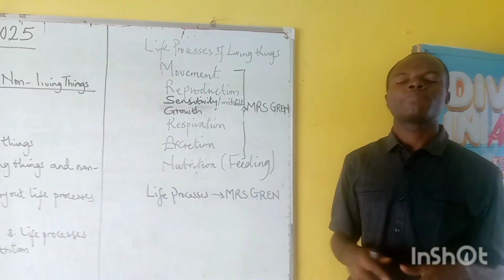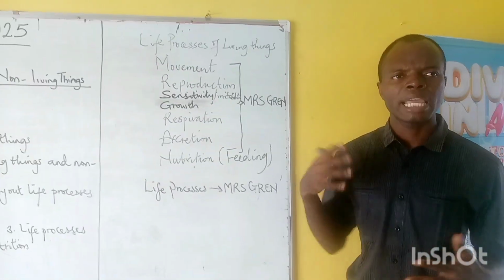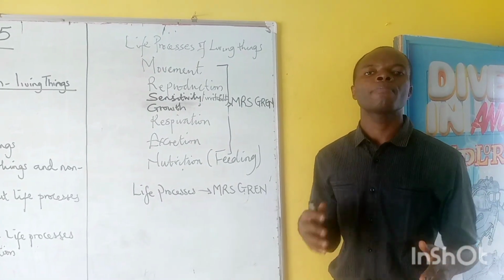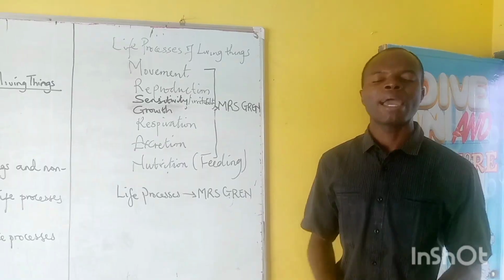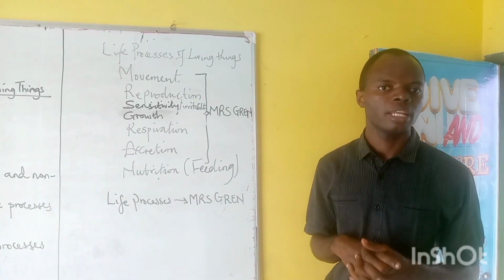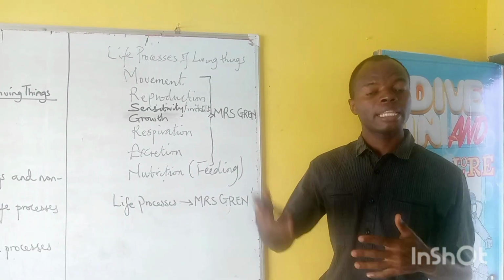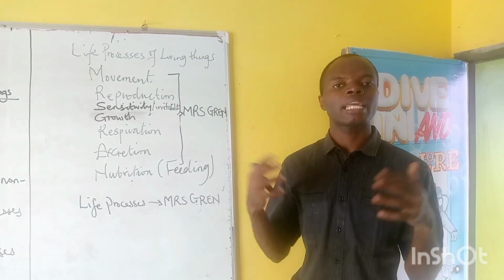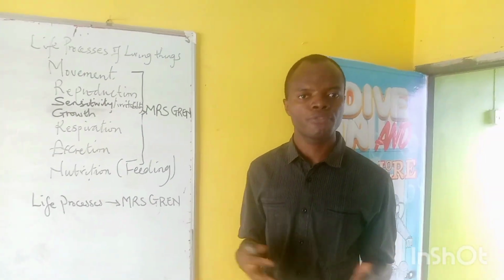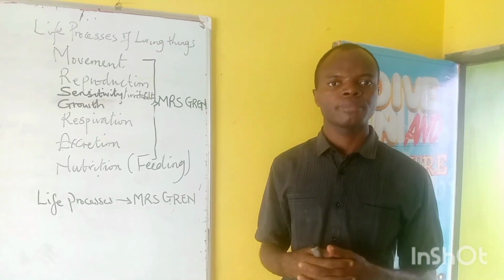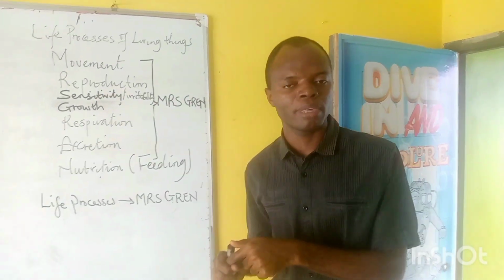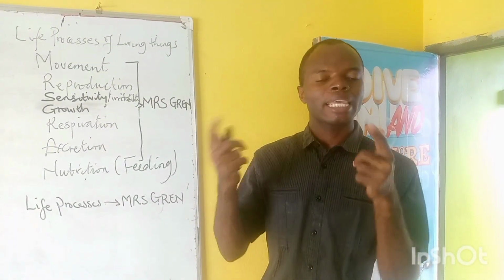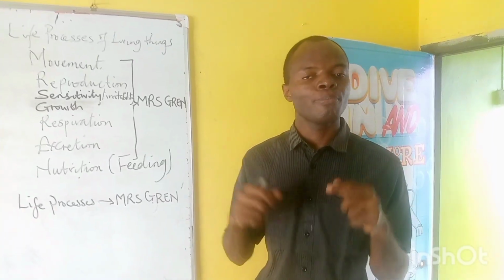Respiration. Respiration is the ability of living things to take in oxygen. Animals respire by taking in oxygen from the environment, and as they take in oxygen, they give out carbon dioxide. Now, plants take in the carbon dioxide to make their own food. Yes. Animals take in oxygen and give out carbon dioxide. Plants take in the carbon dioxide to make their own food.